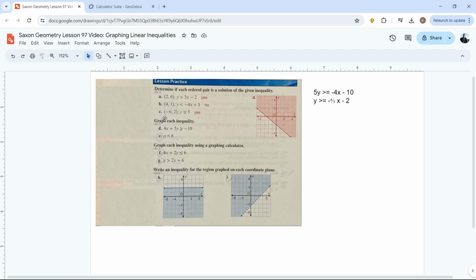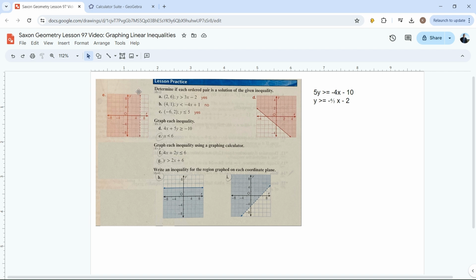Let's do letter E. X is greater than 6. All right, so first of all, let's just put a line at x equals 6. That's going to be a vertical line way over here. It's actually going to be off of this graph. Maybe I'm going to scrap my plans to put it on this graph, and we'll just show the picture of it here. So notice that this is the line, x equals 6.